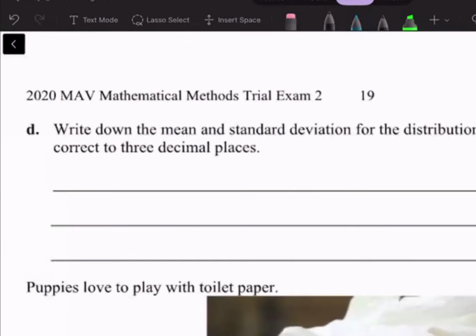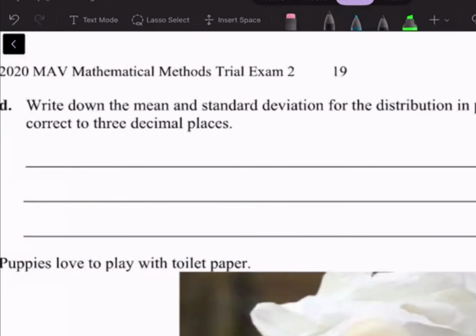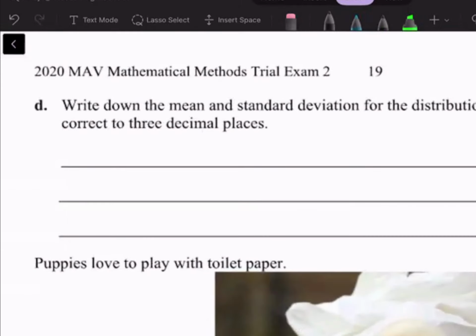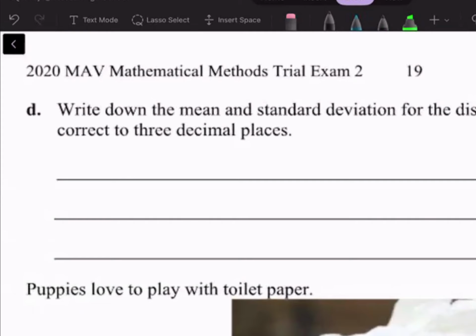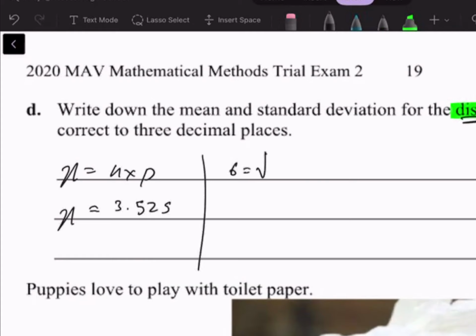Write down the mean and standard deviation for the distribution in part C, correct to 3 decimal places. By distribution, it's alluding to the fact that you moved on to binomials. So we know that mu is n times p. Same values as before, this would be 3.525. And sigma is the square root of np(1 minus p). Same values as before, that would be 1.764.